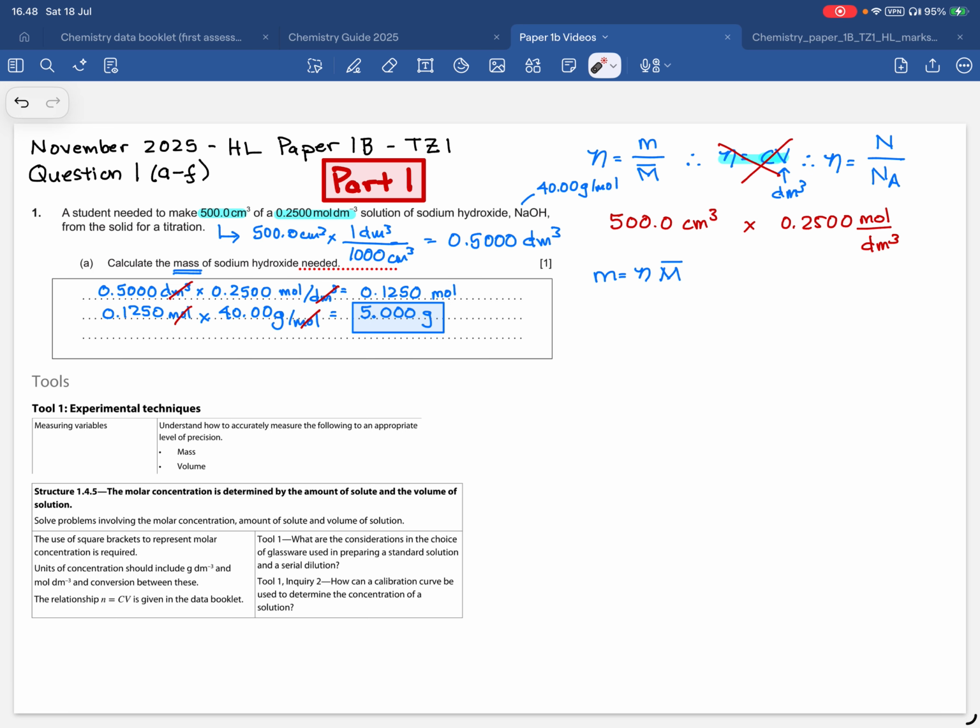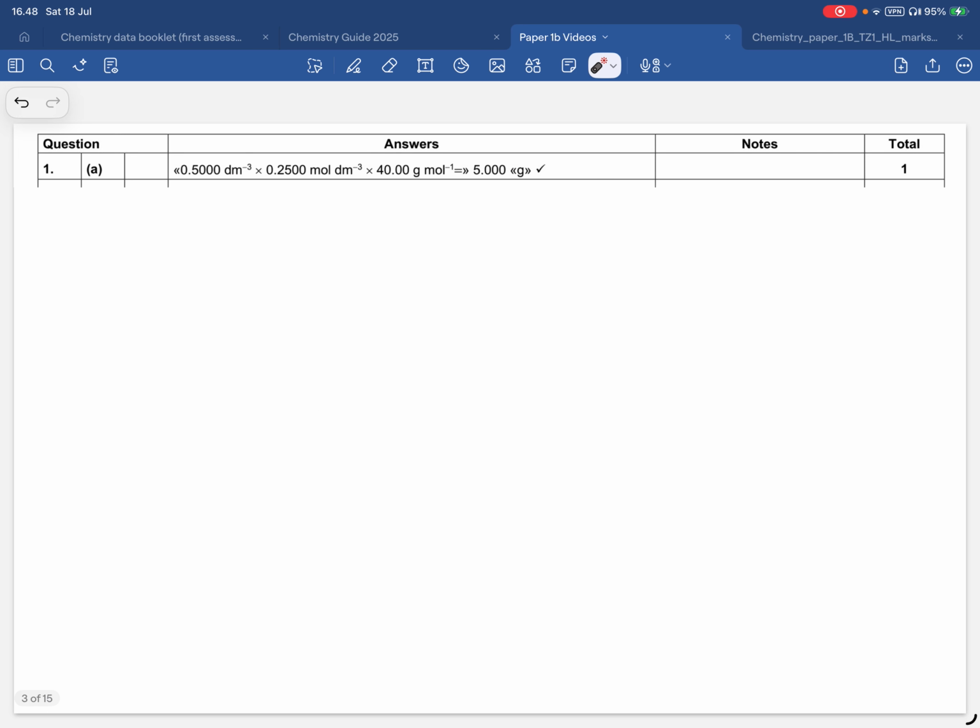Now let's take a look at the mark scheme, see how we did. All right. Well, there is our volume in decimeters cubed. There is our concentration in moles per decimeters cubed. There is our molar mass. Do please note they do include the units. This right here, when they put this in brackets like that, is telling you that's not necessary for the mark. So if you were to have done the calculations and then written down 5.00, that would be your mark.